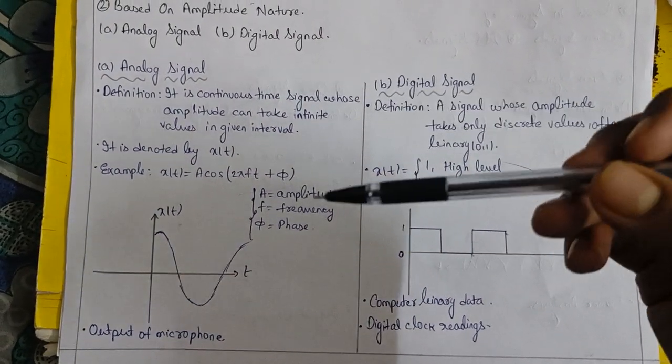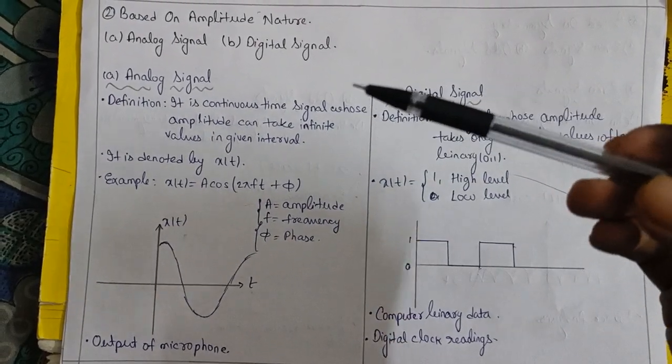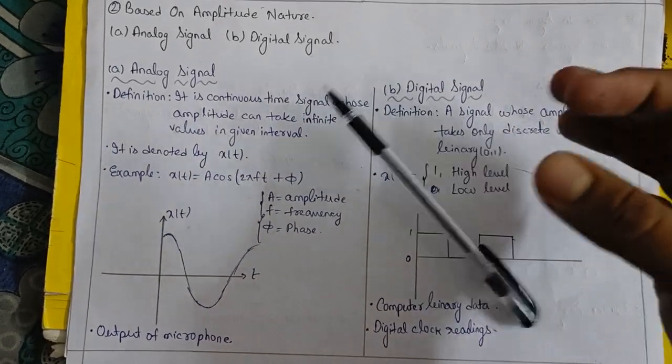So we are done with the reading of basic analog signal and digital signal and various types of signals. So let's move on to the next type of signals.